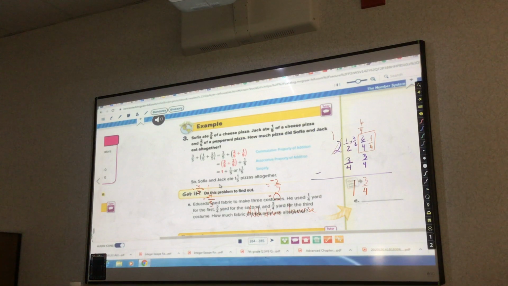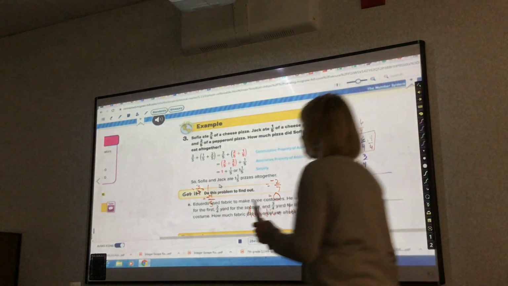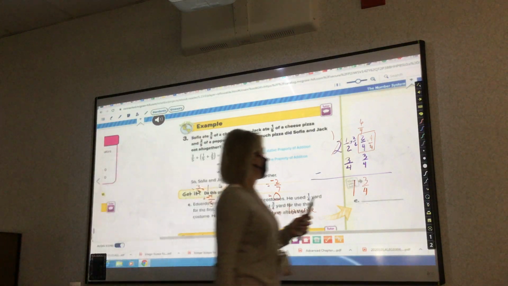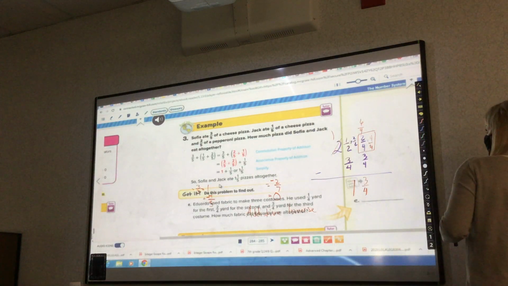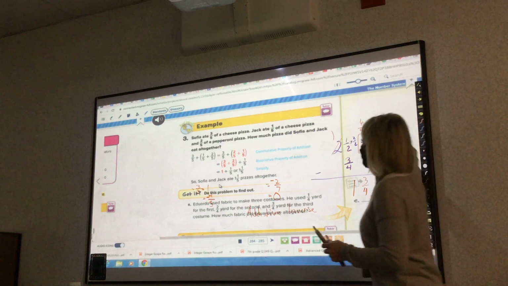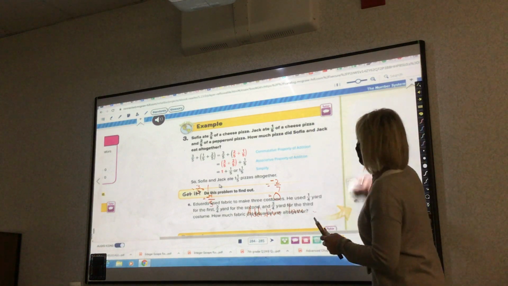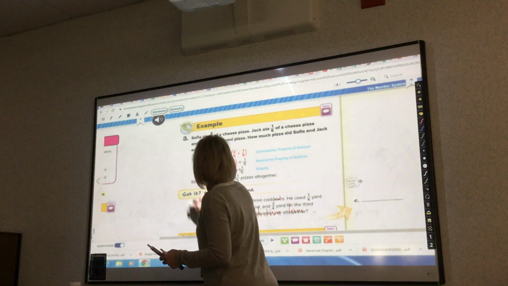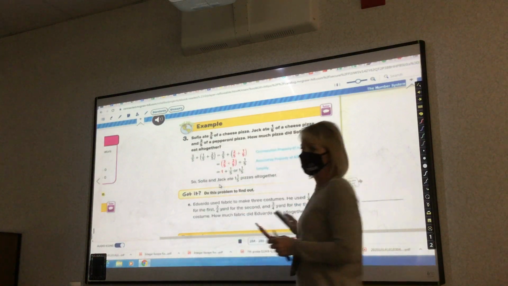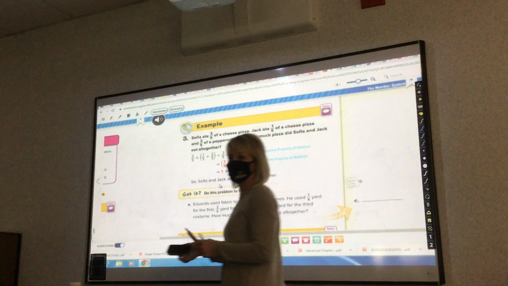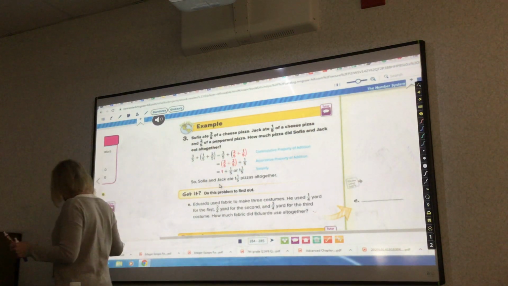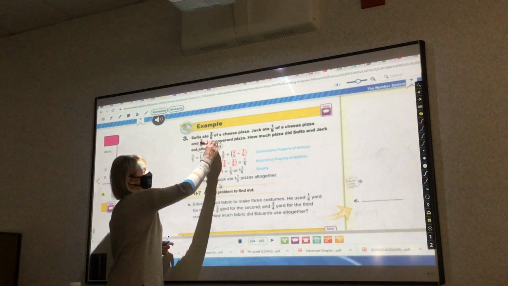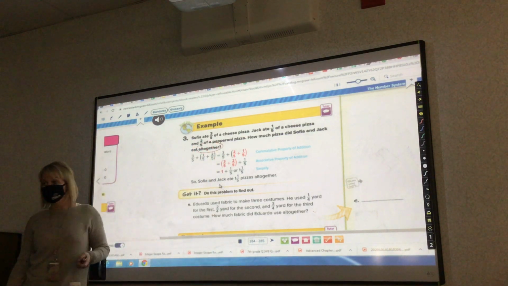Number 3. Sophia ate 3/5 of a cheese pizza. Jack ate 1/5 of a cheese pizza and 2/5 of a pepperoni pizza. How much pizza did Sophia and Jack eat all together? This is a story problem, so you have to look for your clue words. What's my clue word in the story problem? All together. Circle it, please.